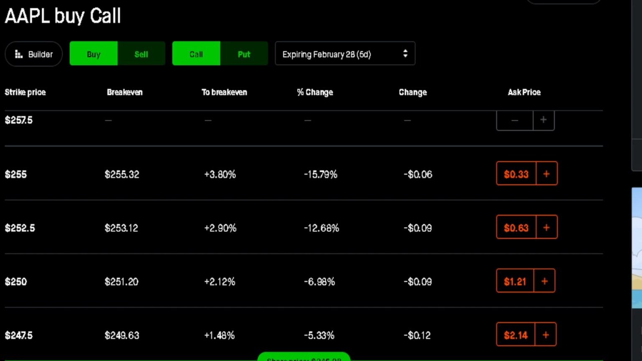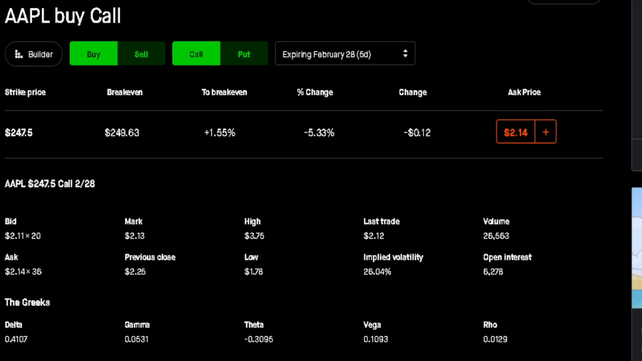In this example, we have an options chain for the stock Apple. You'll notice a few key columns. Don't worry, we'll go over each one. So let's break down the key components of an options chain. The most important for any options chain is going to be the expiration date.